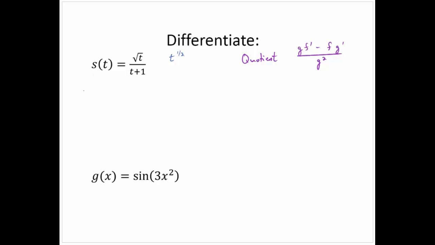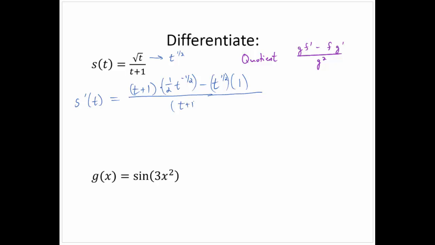So then s prime of t is low, t plus 1, d high, 1/2 t to the negative 1/2, minus high, t to the 1/2, d low. The derivative of t plus 1 is just 1, over low squared, t plus 1 squared.